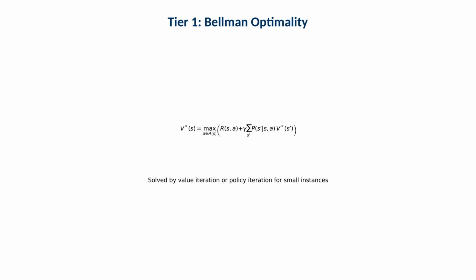The Bellman optimality equation is the core recursion behind dynamic programming methods. It says that the optimal value at a state equals the best immediate reward plus the discounted expected value of the next state. For small problem instances, you can compute this with value iteration or policy iteration. The limitation is that the number of possible inventory states grows extremely fast as you add customers.